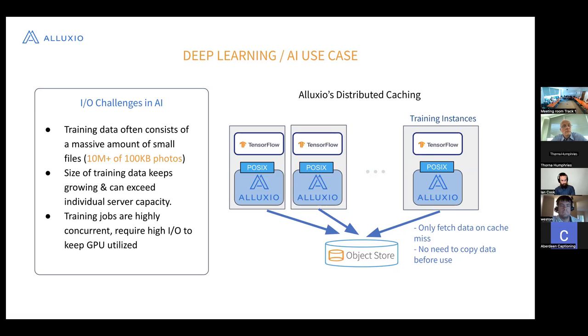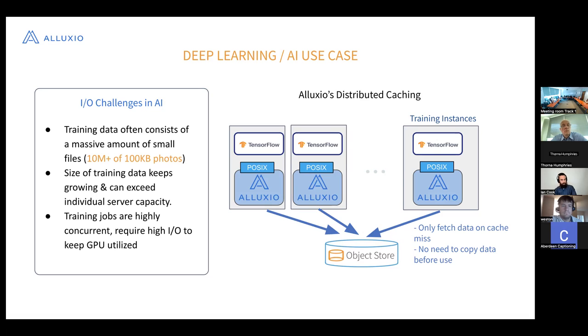So first of all, training data sets have some unique access patterns because they usually consist of a large number of small files, for example, millions or tens of millions of image files, which is very typical. And second, the size of training data sets is large. As you know, they usually use a large data set for deep learning, and the more data they use, the more accurate their model is.